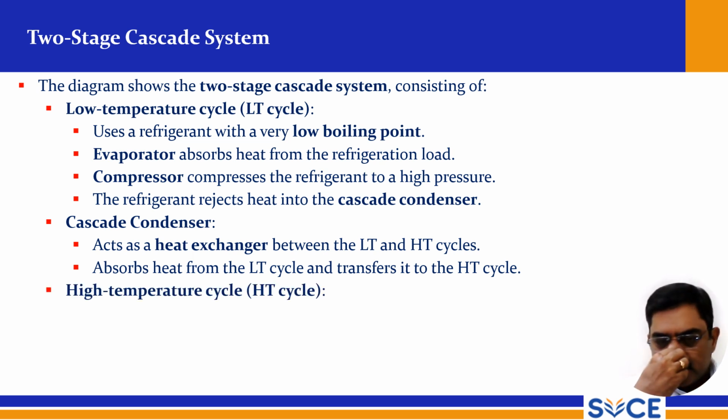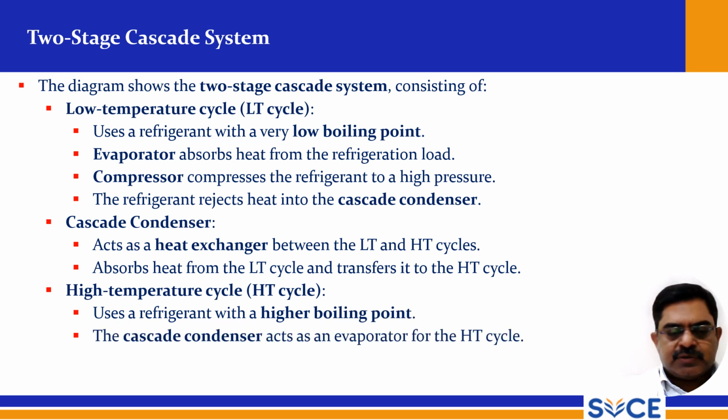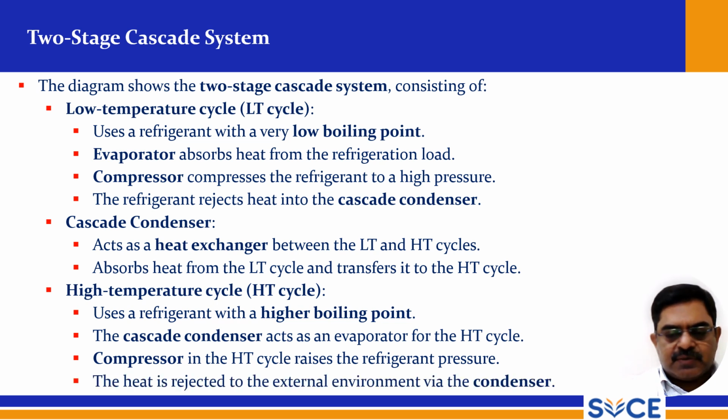The high temperature cycle, the HT cycle, uses a refrigerant with a high boiling point. This cascade condenser acts as an evaporator for the HT cycle, and the compressor in the HT cycle raises the refrigerant pressure. The heat is rejected to the external environment via the condenser. So the condenser in the HT stage releases the heat to the environment. So this is how both stages work.